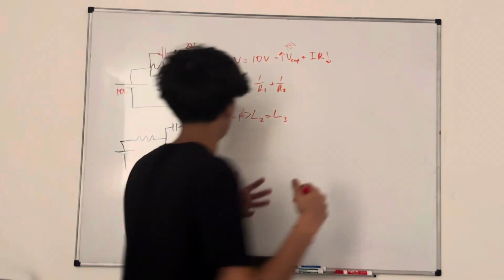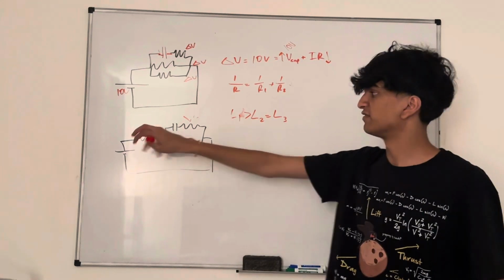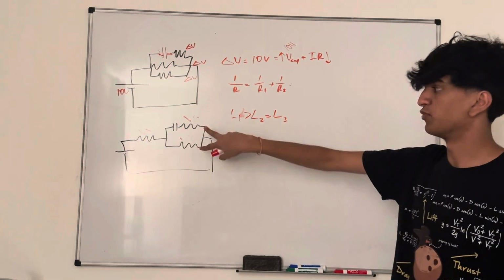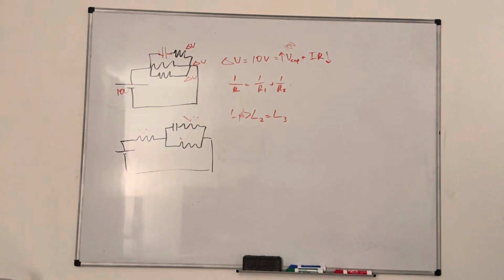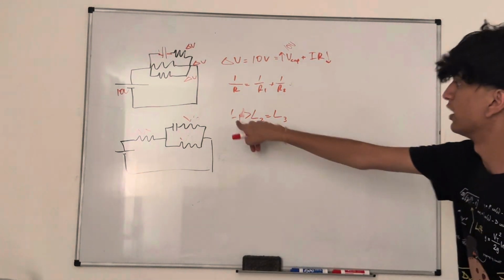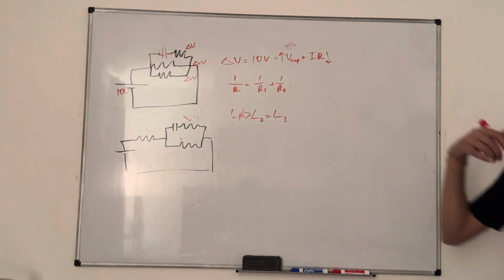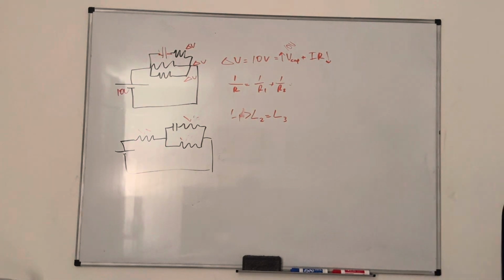Why? L1 is getting the most current, but then this current is going to split, and they'll get it equally because they have the same resistance. So by Ohm's law, they'll get the same current, but it'll be less than L1. Over time, what's going to happen to the brightnesses?